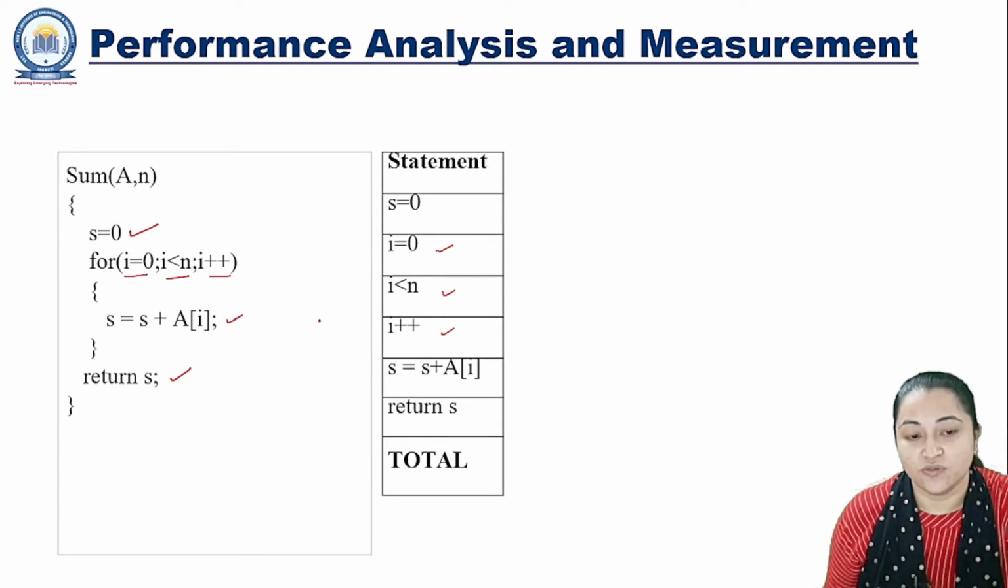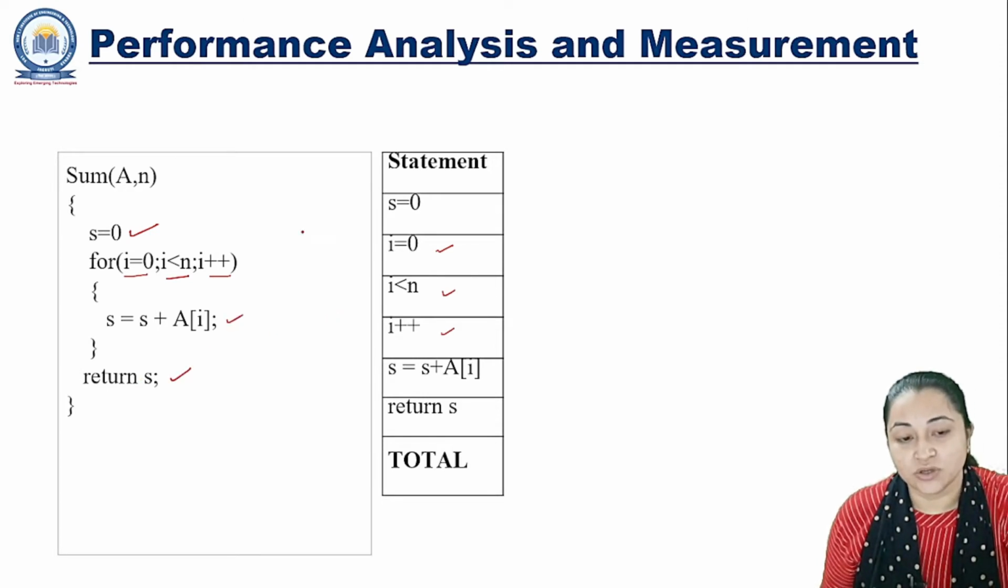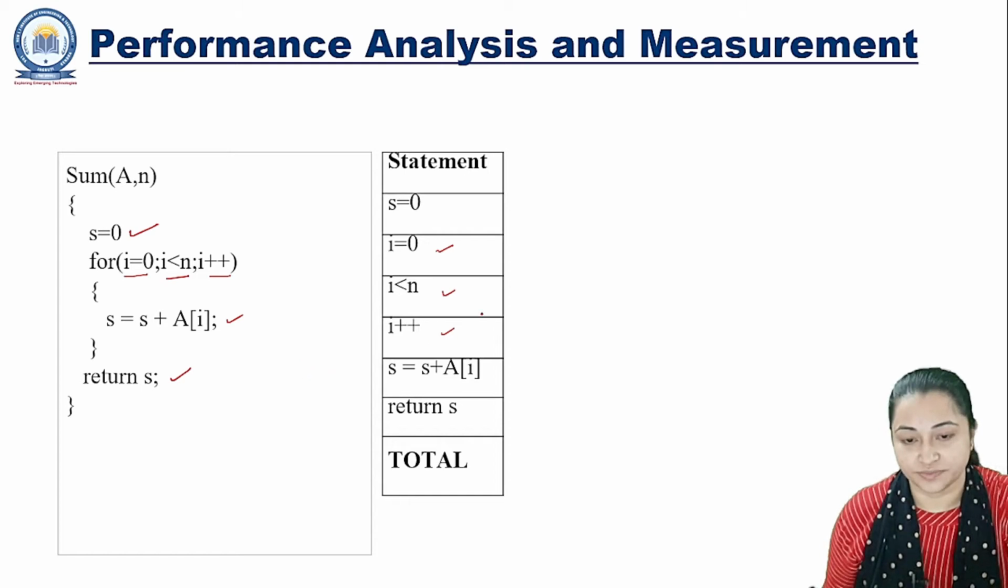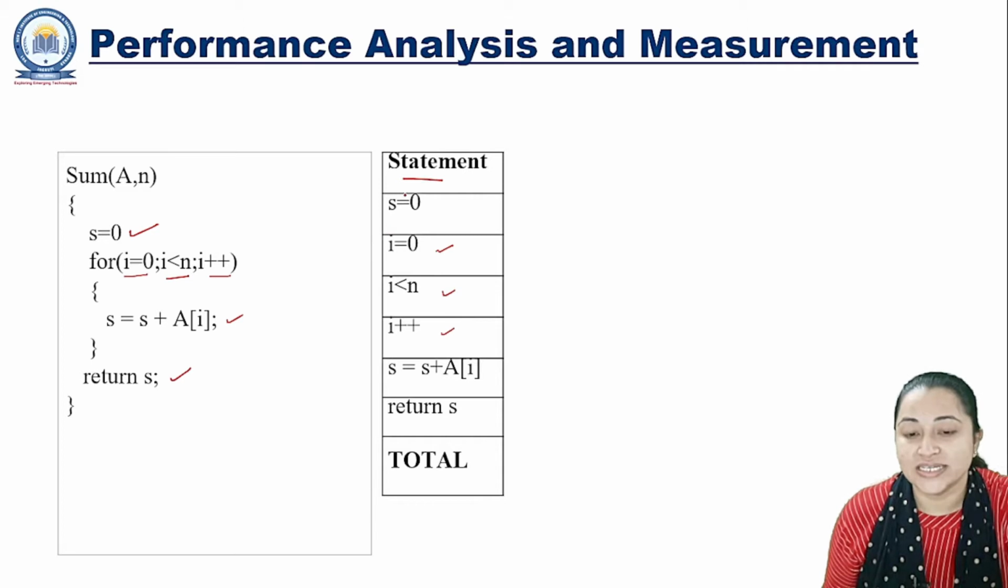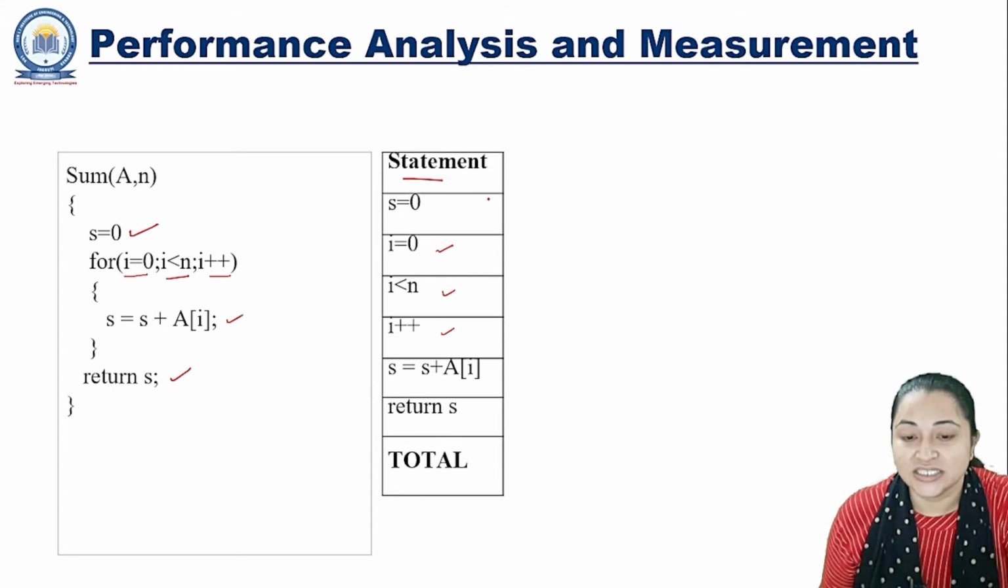So first of all, we will break down all the statements of an algorithm. We will make a table in which we will record all the statements and then we will find the total cost associated with each statement, that is, how many times each statement is executed.